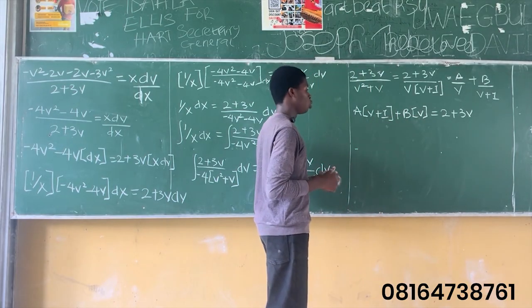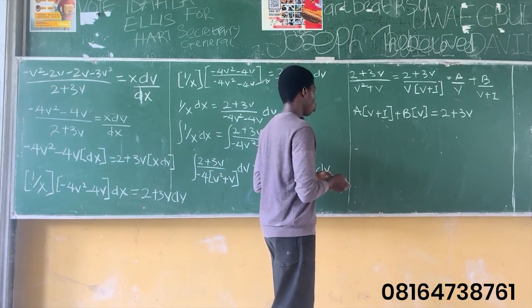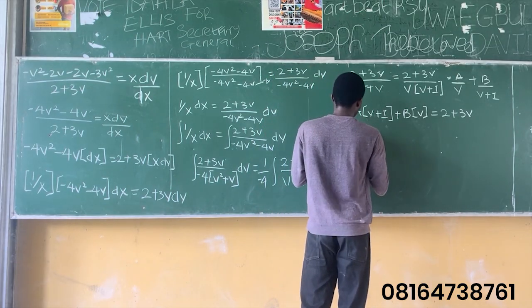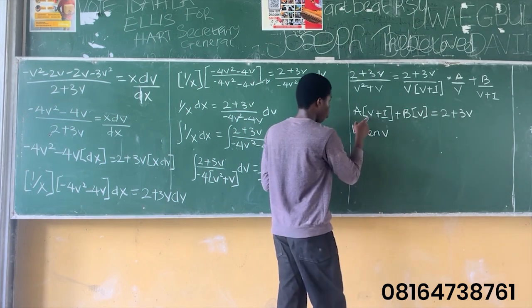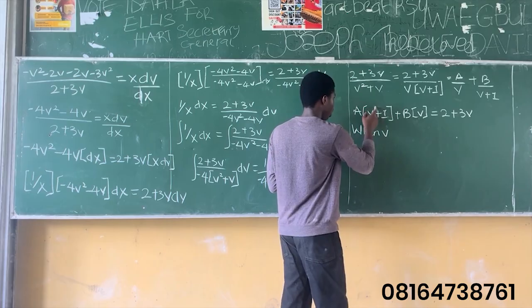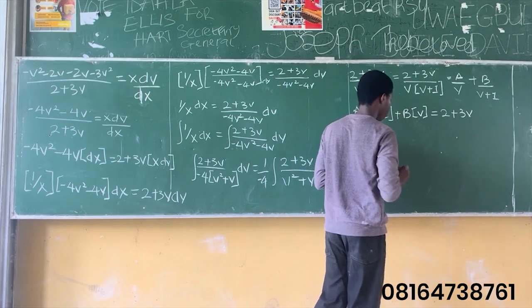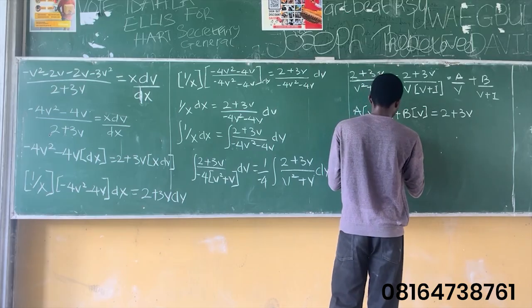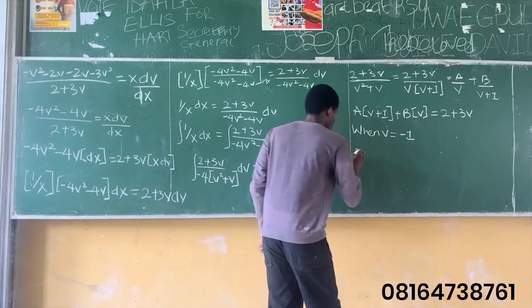So think of a value that will make A equal to 0. We need a value that will make this section 0, then A is going to cancel out, and then the B value will be present. So when v is equal to minus 1, A will be 0. So let's check it out.